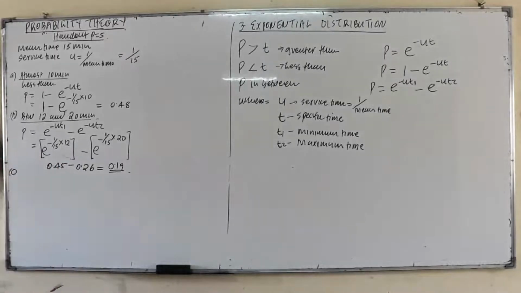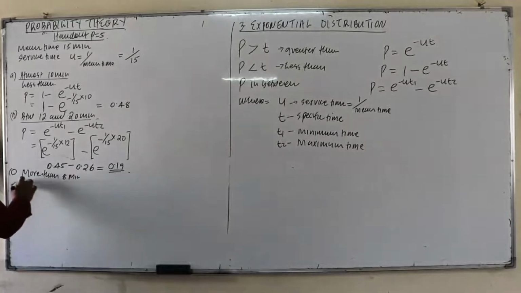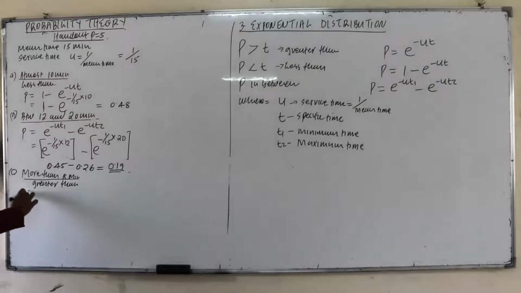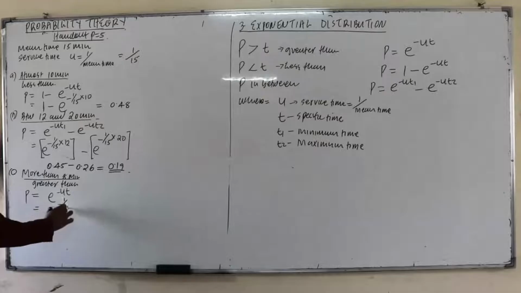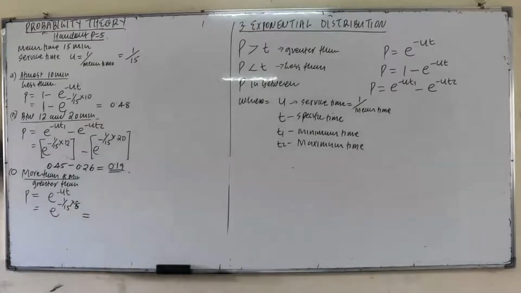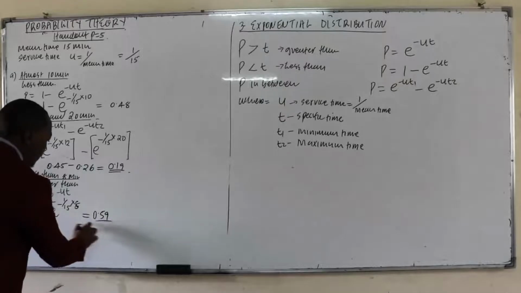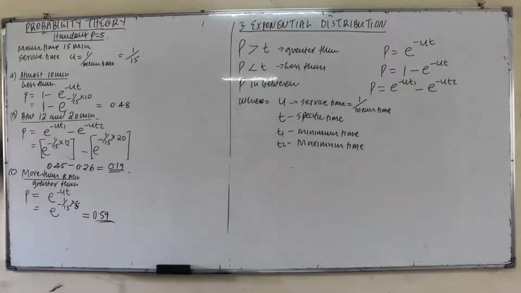Then lastly, number C, more than 8 minutes. To get more than 8 minutes, that's the probability of being greater than. In case of greater than, the probability is equal to e^(-UT). So it will be e, U is 1 over 15, T is 8, you'll take more than 8 minutes to be served. What's the probability that you'll take more than 8 minutes to be served? Into two decimal places, 0.59. So you can copy.